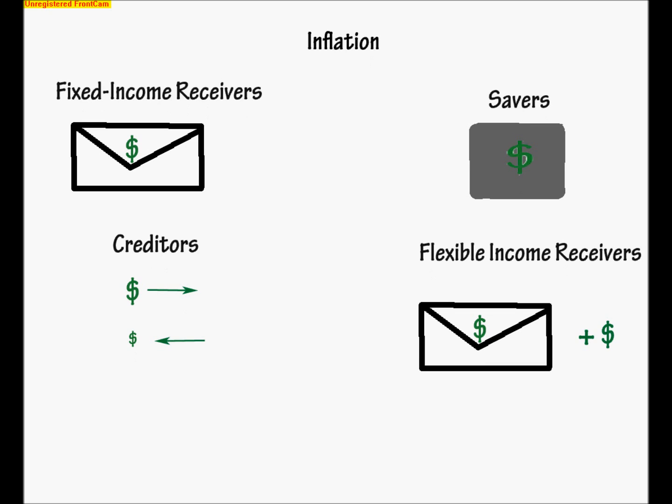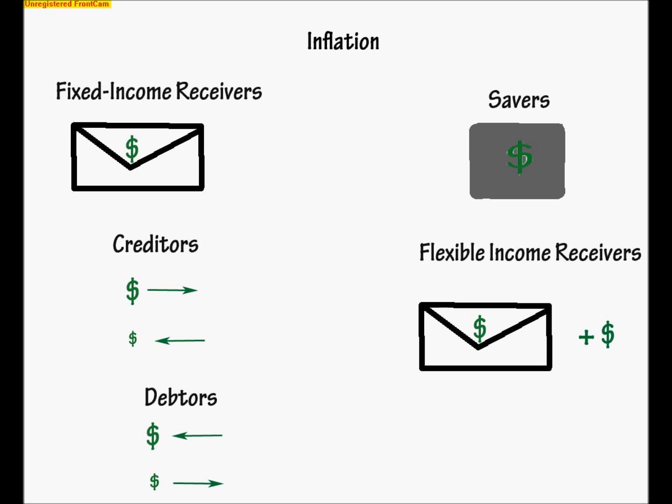The last group we're going to look at is debtors. Debtors have probably the best situation in an inflating market, because they borrowed a certain amount of money in terms of dollars. While they still pay back the same dollars, it's worth less, and so it's easier to pay back. They're actually giving the bank or whatever creditor loaned them that money less money in terms of value than they were given. And so it's probably the best deal for them.